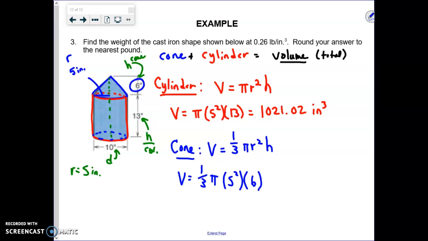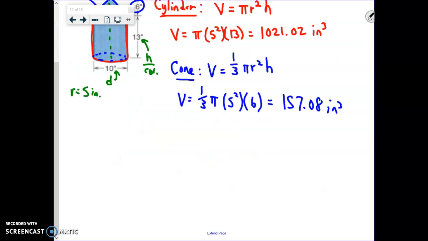All right? So if we do that, get all those working together, and again, it's about 157.08 inches cubed. Now again, how do we find the total volume? Well, we're going to take and add the volume of the cylinder plus the volume of the cone.